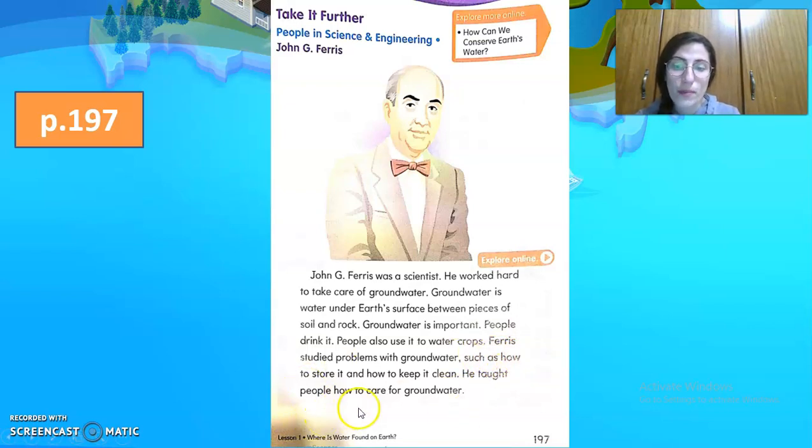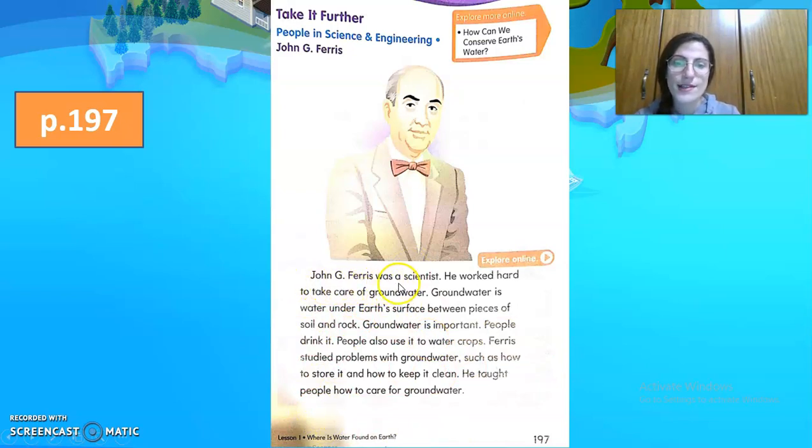Ferris studied problems with groundwater, such as how to store it and how to keep it clean. In order to help the people, why? To take care of the groundwater. So he studied how to store it and how to keep it clean. And then he taught the people how to take care of groundwater because it provides them with water that they can drink and water that they can use to water their plants. Okay? I'm gonna read it one more time before I continue.